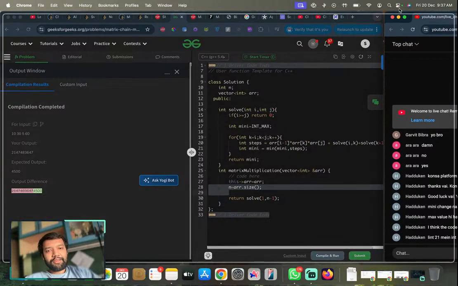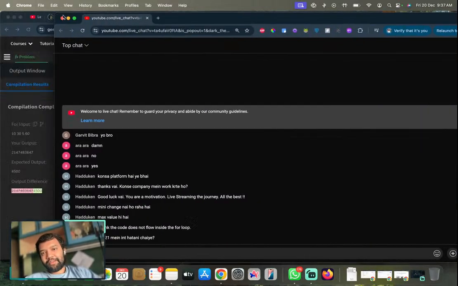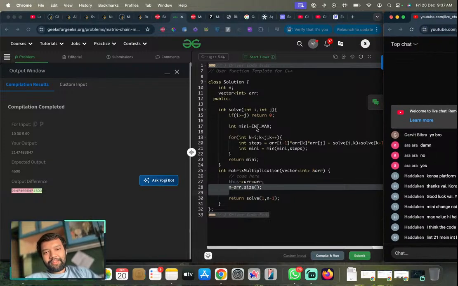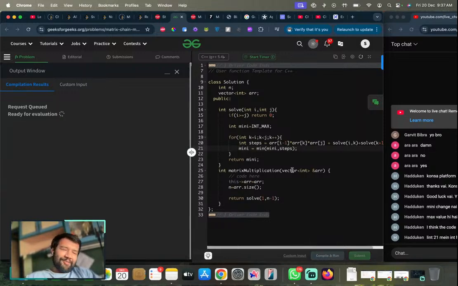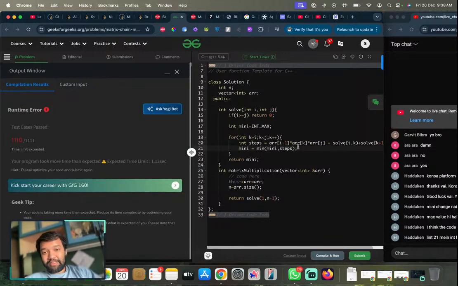Oh yes, yes, yes, wow, shadowing happened, brother, shadowing happened. So this variable got shadowed. This shadowed this variable. Sad. TLE will come, TLE.